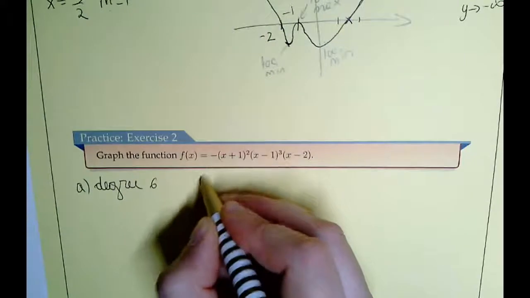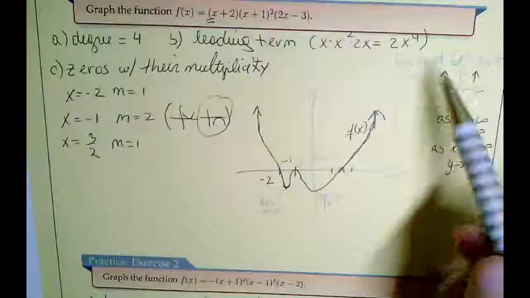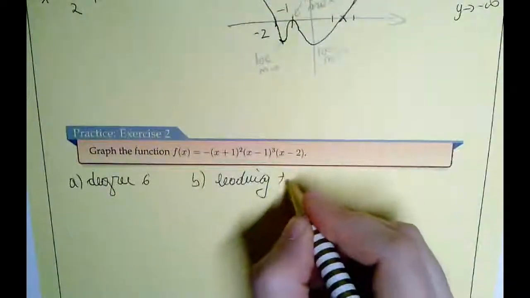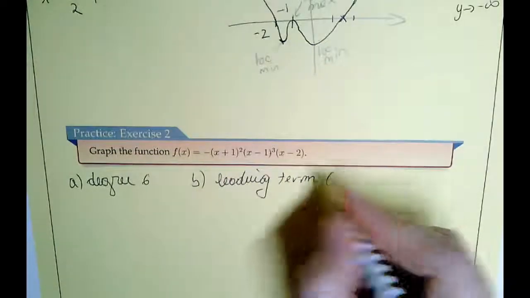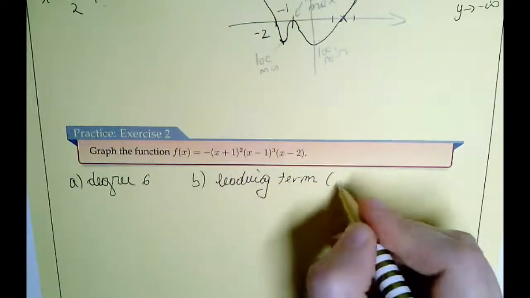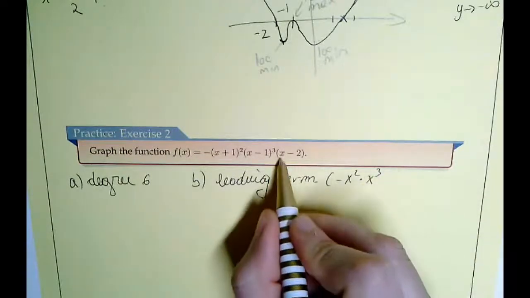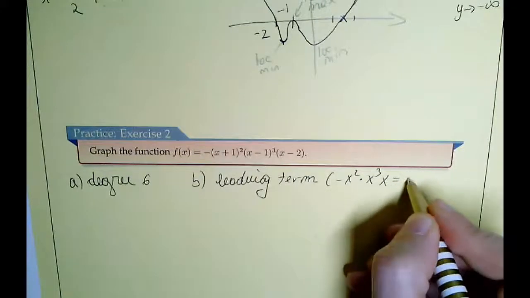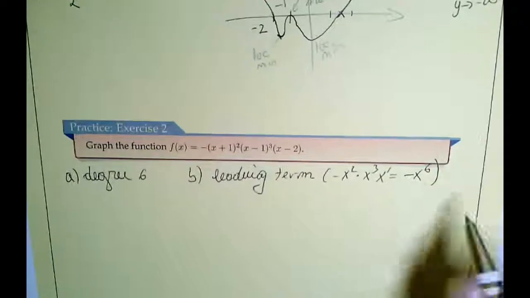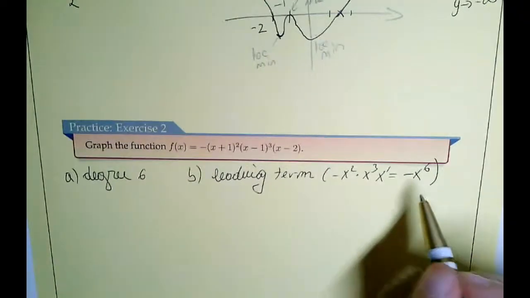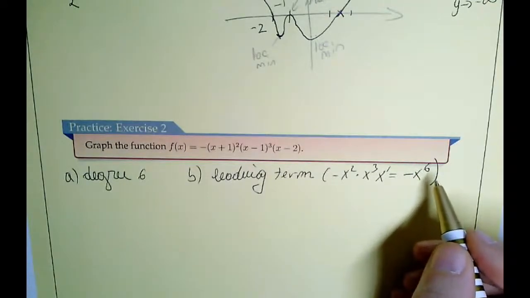Then what is the leading term? Because the leading term is going to give us the end behavior. So the leading term, well, I have a negative, so it's going to be a negative x squared from here, times I have an x cubed from here, and then times another x. So it's going to be negative x to the 2 plus 3 plus 1, 6th. So the leading term is negative x to the 6th. So that means that it's going to behave like negative x to the 6th.